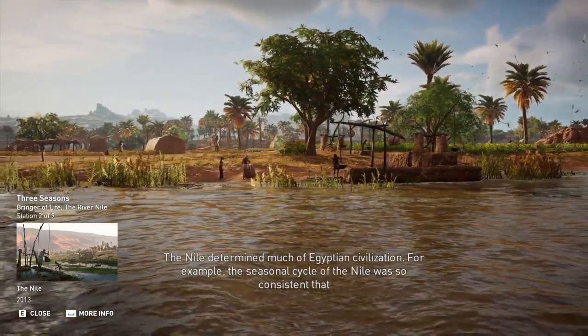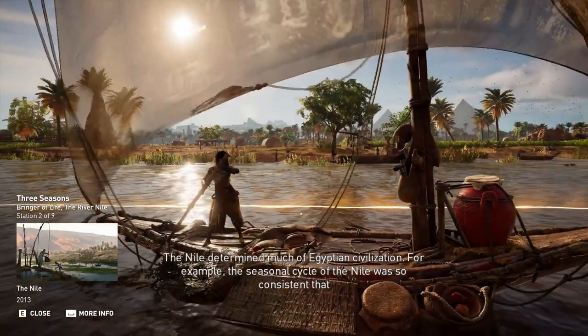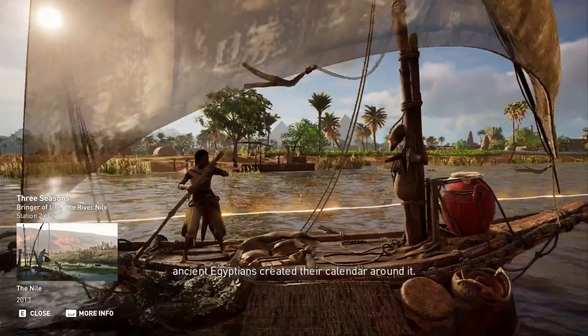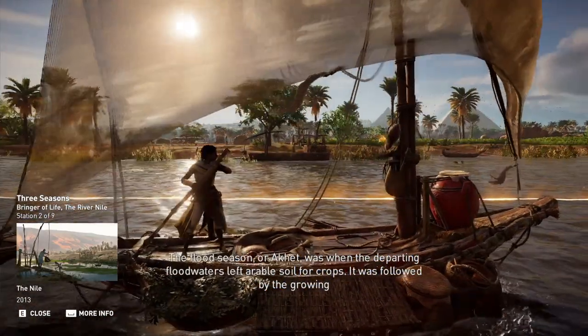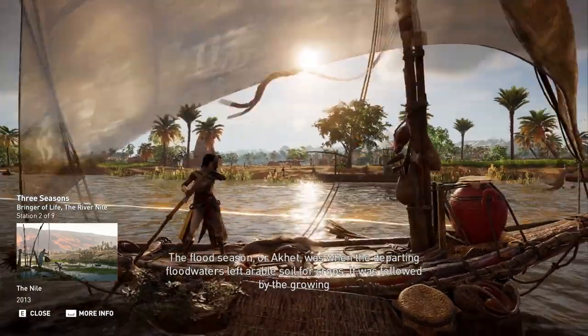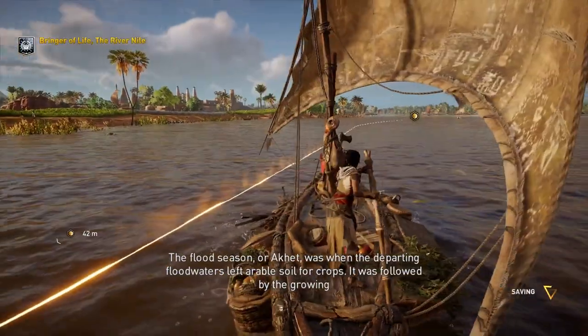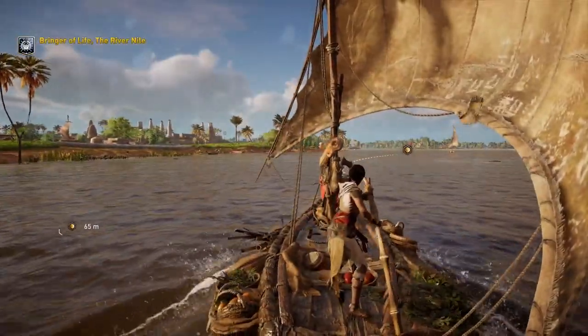The Nile determined much of Egyptian civilization. For example, the seasonal cycle of the Nile was so consistent that ancient Egyptians created their calendar around it. The flood season, or Akhet, was when the departing floodwaters left arable soil for crops. It was followed by the growing and harvesting seasons, known as Peret and Shemu.